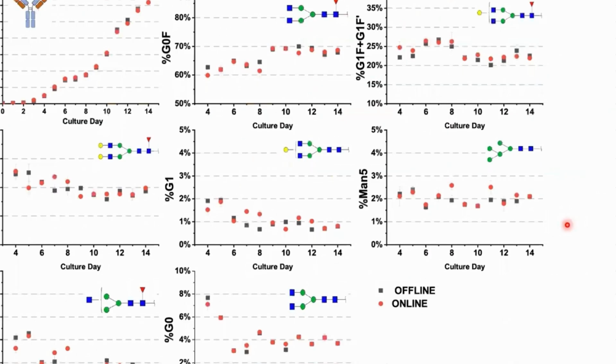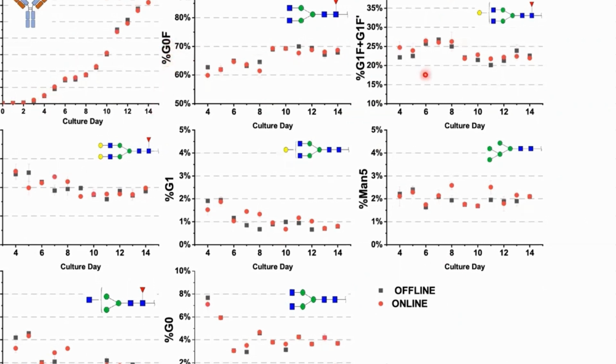So to talk a little bit about how the system reacts and behaves, we have some data here for that biosimilar of Trastuzumab. As I said, we were able to measure the titer from the system as well. You can see here between the online and offline methodologies, there's really no difference. We're reaching about 1.3, 1.4 gram per liter.